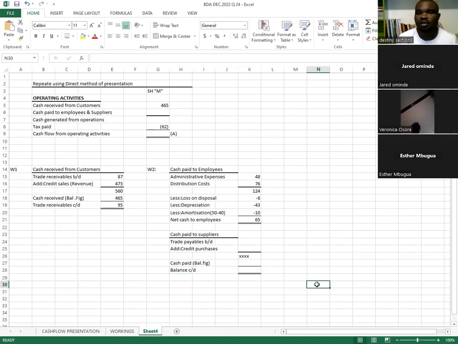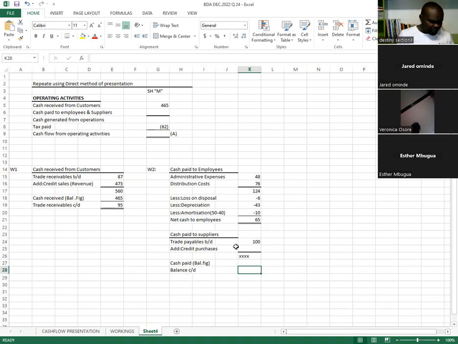So let's fill. The problem will only arise on purchases, but fine. So payables beginning, you have them down there. It is 100. Yes, this is 100. Then credit purchases we don't have.